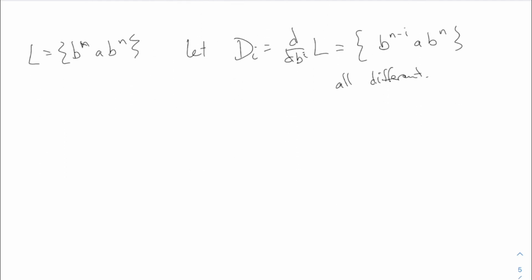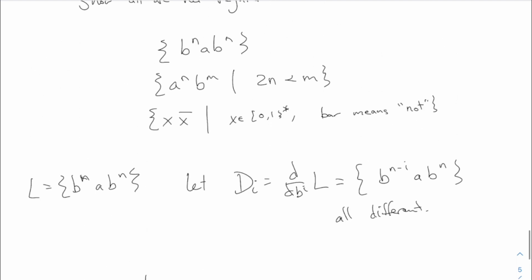The other two are more difficult, in my opinion. So the next one was a to the n, b to the m, where 2n is less than m. Is that right? Yes.